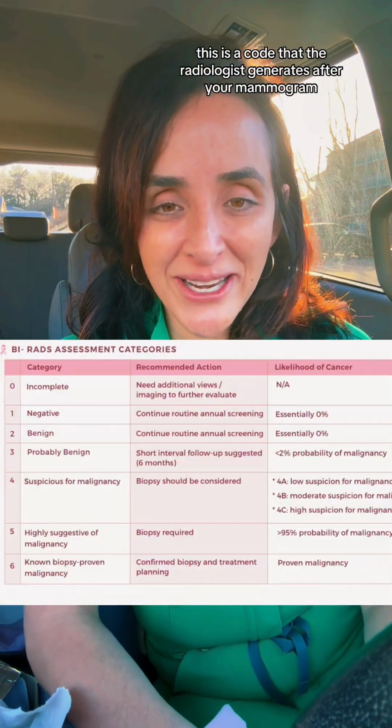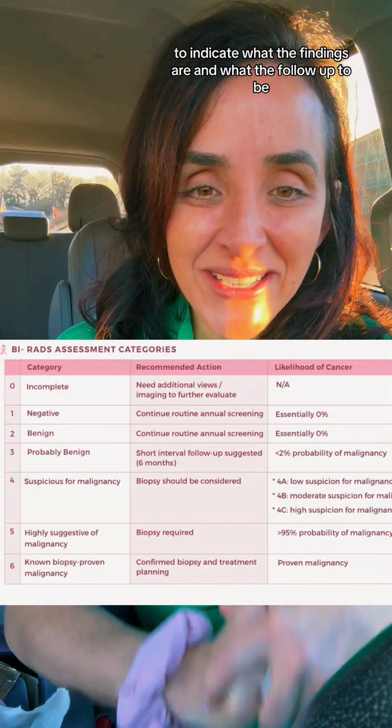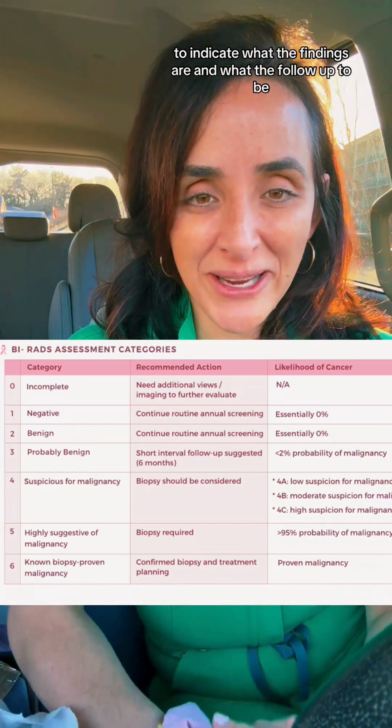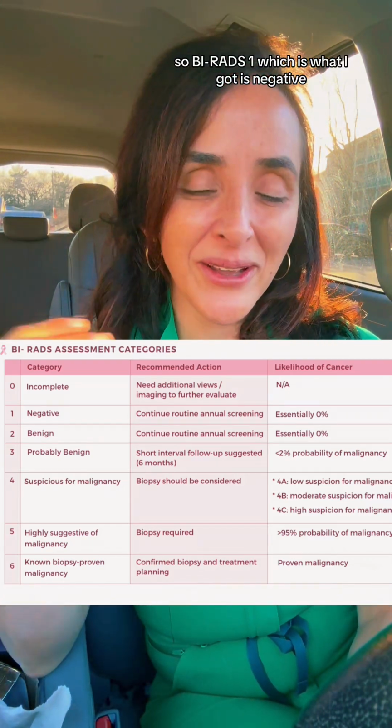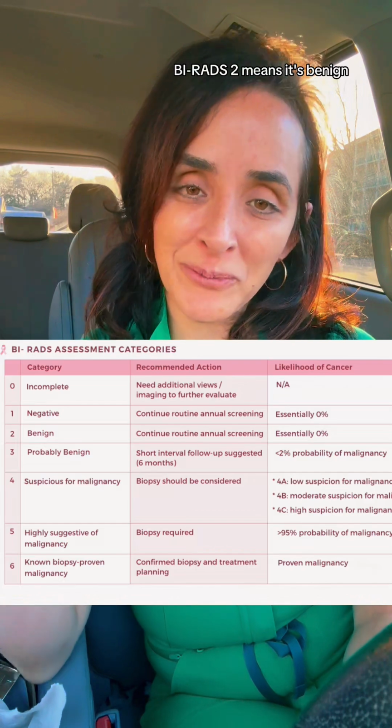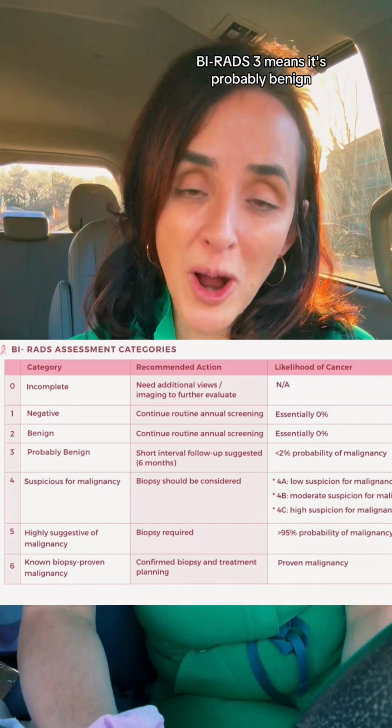So BI-RADS stands for Breast Imaging Reporting and Data System. This is a code that the radiologist generates after your mammogram to indicate what the findings are and what the follow-up should be. So BI-RADS 1, which is what I got, is negative. BI-RADS 2 means it's benign. BI-RADS 3 means it's probably benign.